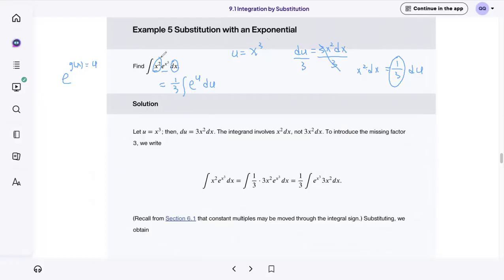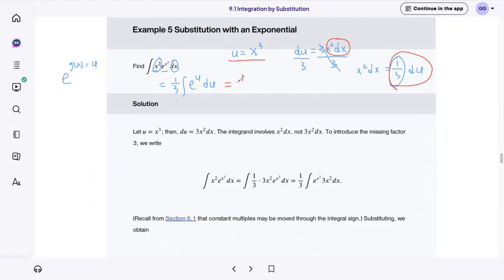But observe the integral has no 3. We only have x squared dx. So we only have this part. So what do we do? We divide by 3 here. That only means x squared dx equals 1/3 of du. So we just pull the 1/3 outside the integration. Then e raised to u, because u is x cubed. Then du. 1/3 of du is x squared dx.